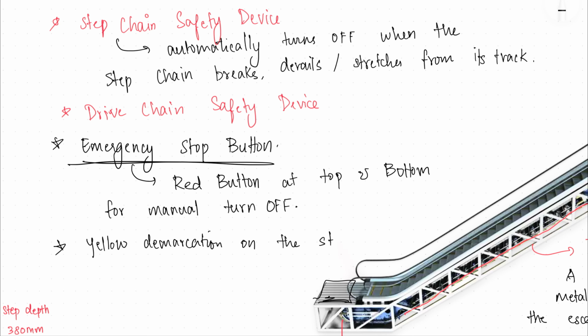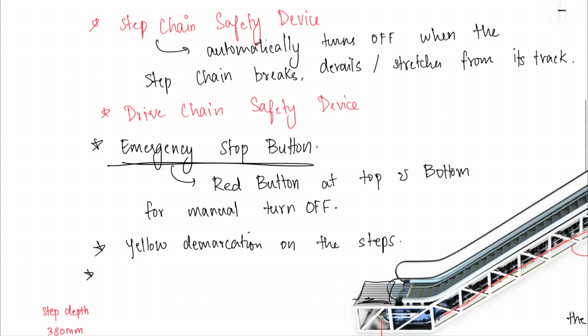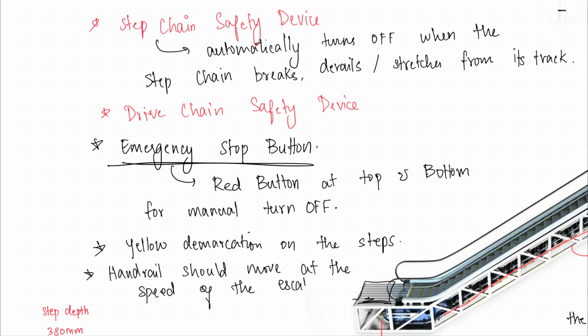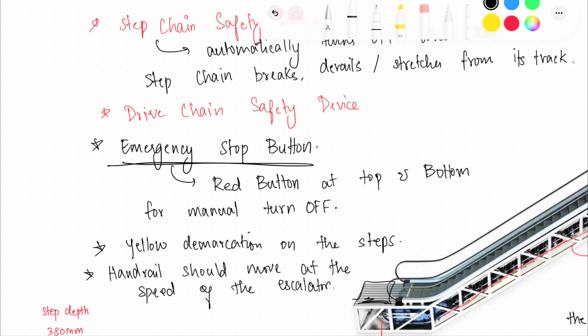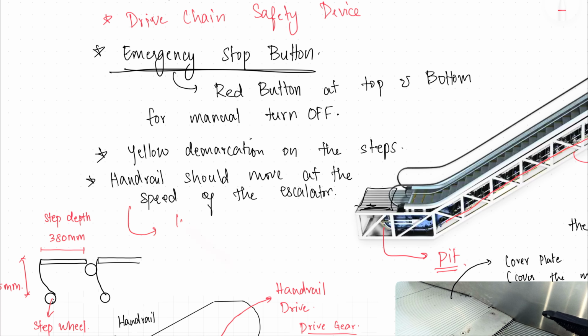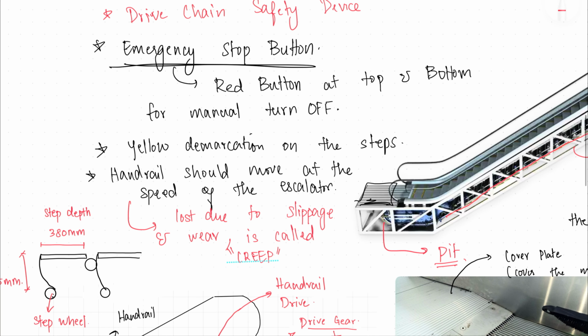And as I said earlier, your handrail should move at the speed of the escalator. Sometimes this synchronization between the handrail and your escalator can be lost, and it can be lost due to slippage and wear, and it's called creep. Okay, so these are some of the important components of an escalator.